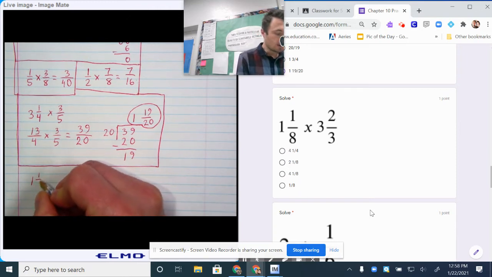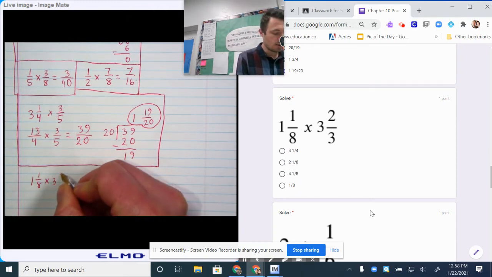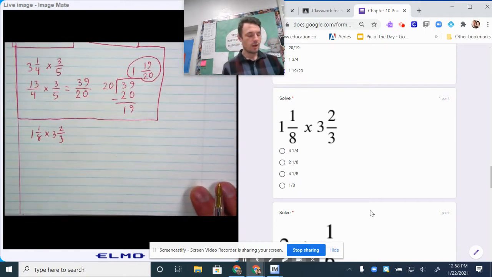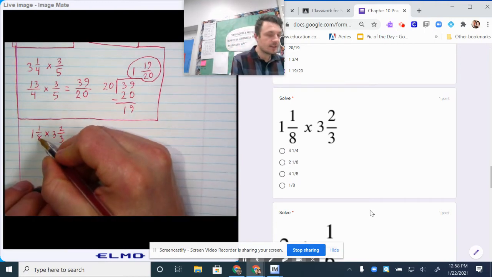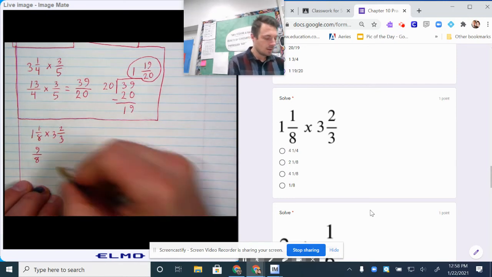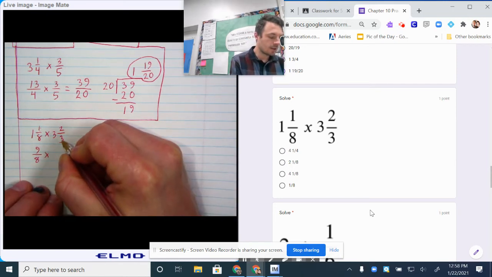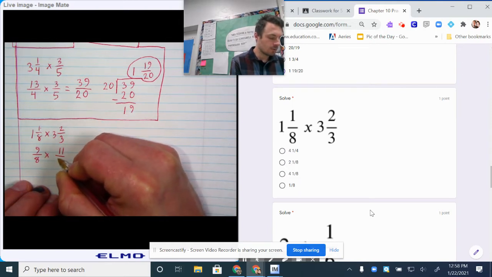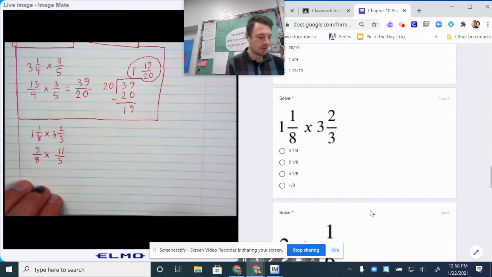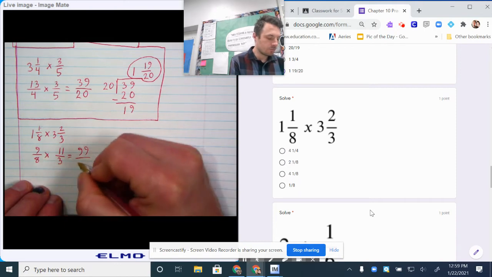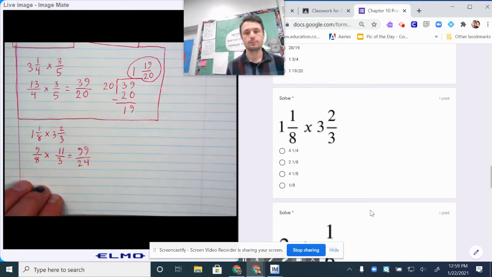We have 1 1/8 times 3 2/3. And these are both mixed numbers, so we have to change them into improper fractions before we multiply. 1 times 8 is 8, plus 1 is 9. So 1 1/8 becomes 9/8. Times 3 times 3 is 9, plus 2 is 11. So 3 2/3 becomes 11/3. Now we multiply. 9 times 11 is 99. 8 times 3 is 24.